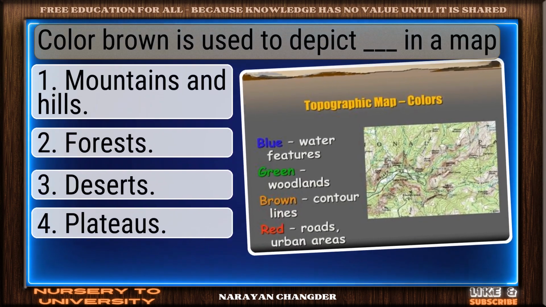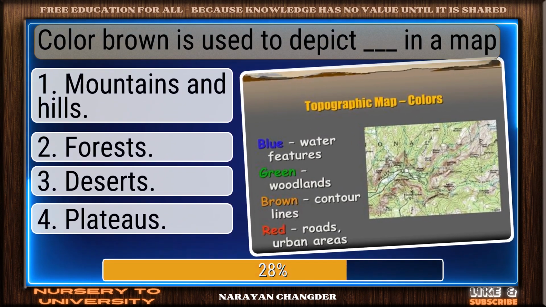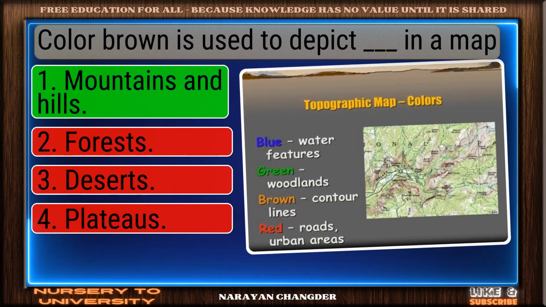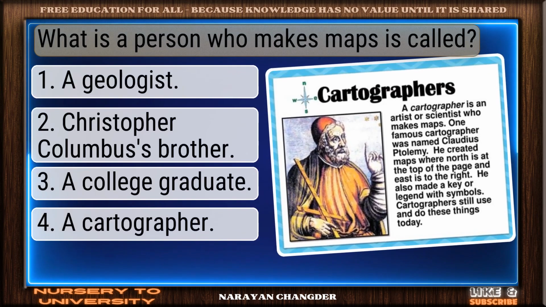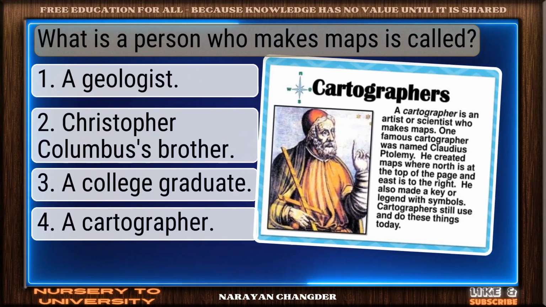Color brown is used to depict a dash in a map. Great job. Mountains and hills is the accurate answer. What is a person who makes maps called?